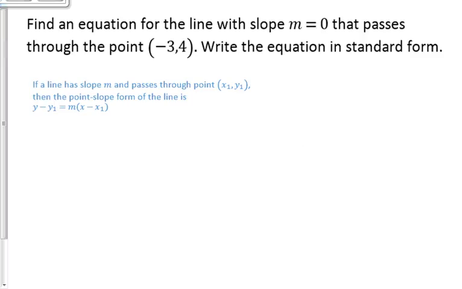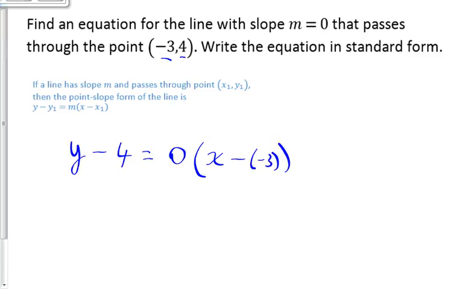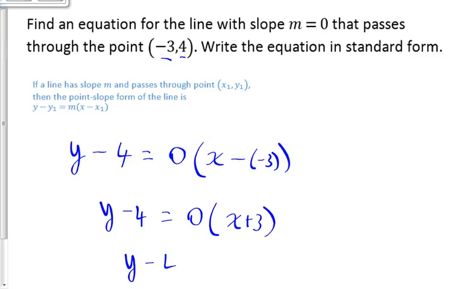So we know that the equation of the line is going to be y minus y1. y1 in this case is 4. Equals m, which is 0, times x minus x1, and x1 once again is negative 3. So I get y minus 4 is equal to 0 times x plus 3. Well, regardless of what the value of x plus 3 is, when you multiply that number by 0, you get 0. So this equation turns into y minus 4 is equal to 0, because 0 multiplied by anything is 0.